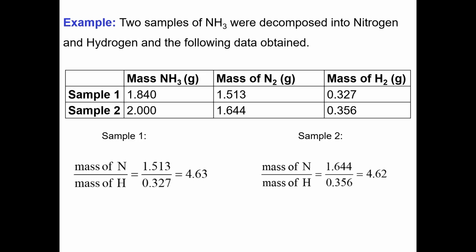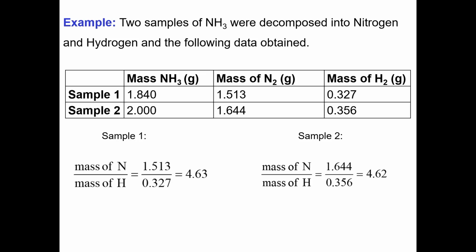elements nitrogen and hydrogen, I get the following data. Sample 1, I get 1.84 grams total of ammonia, which I can break down into 1.5 grams of nitrogen and 0.33 grams of hydrogen. And then in sample 2, I have 2 grams of ammonia, which I can break down into 1.64 grams of nitrogen and 0.36 grams of hydrogen.